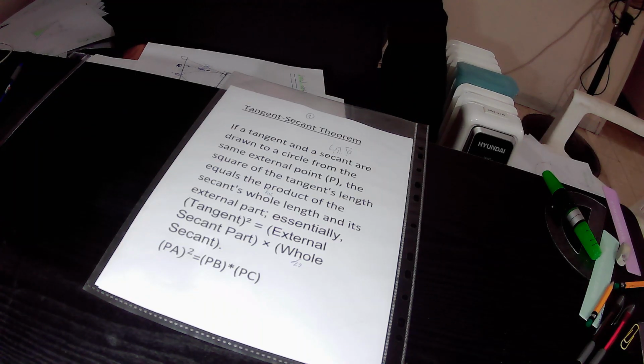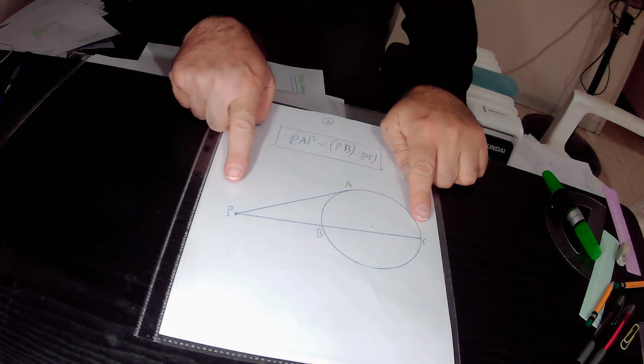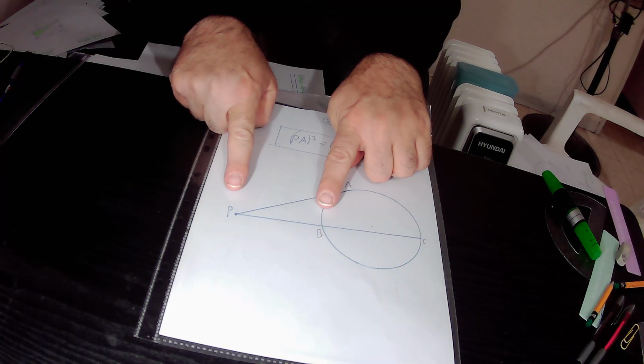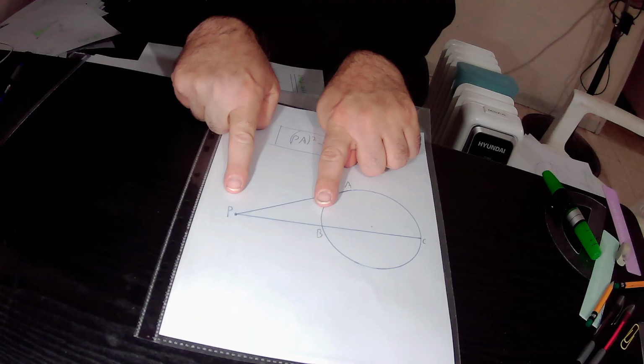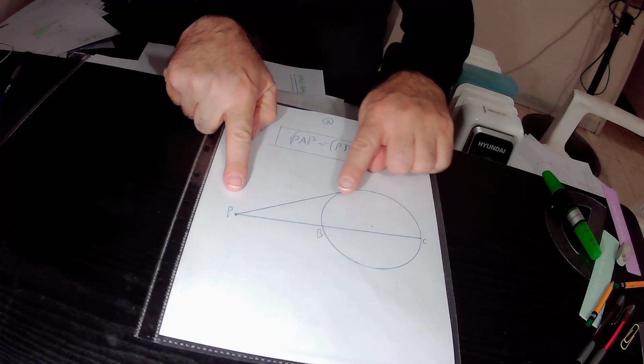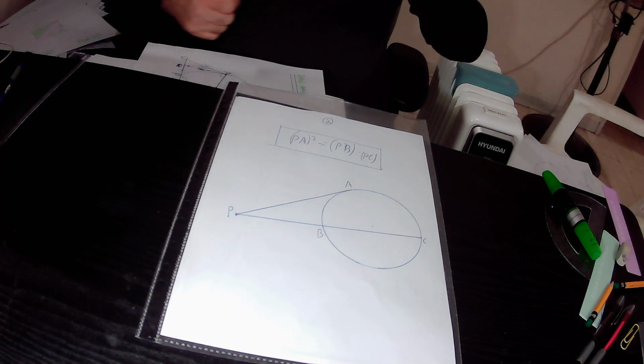The square of the tangent's length, that is to say PA squared, equals the product of the secant's whole length and its external part. The length of this secant in total is PC, so it is PC times the length of the external part of secant PC, that is PB. So in total, PA squared equals PB times PC, or PA squared equals PC times PB, according to the tangent secant theorem.